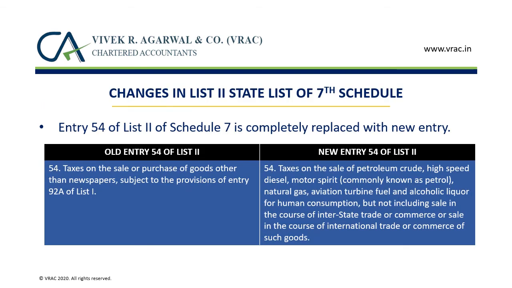I will explain the amendments made in the list 2, which is state list. Entry 54 of this list is completely replaced with new entry. The new entry confers levy of value-added tax on sale of just 6 goods, which are petroleum crude, high-speed diesel, motor spirit, commonly known as petrol, natural gas, aviation turbine fuel, and alcoholic liquor for human consumption.